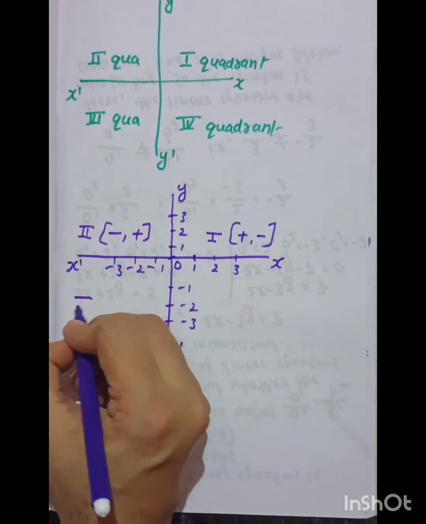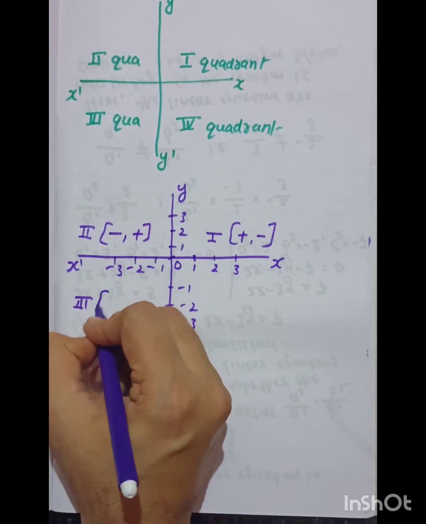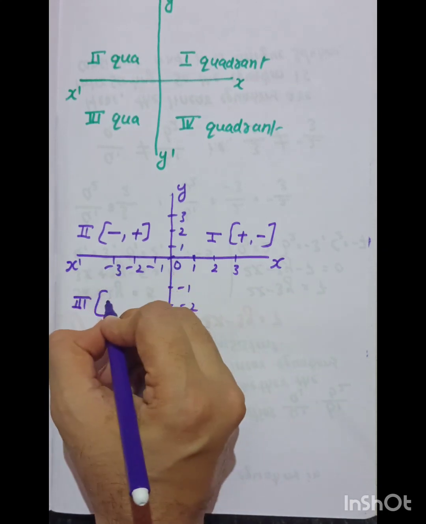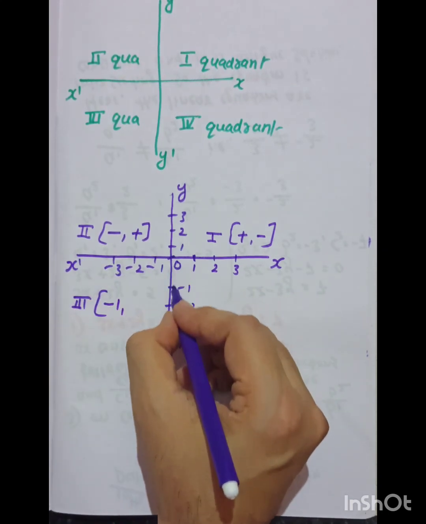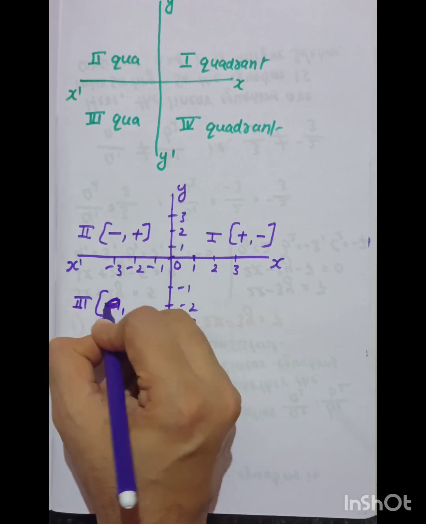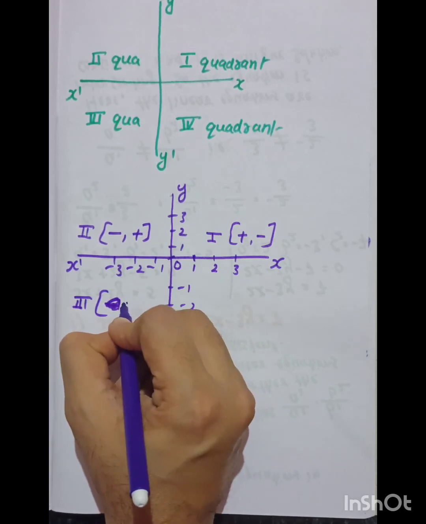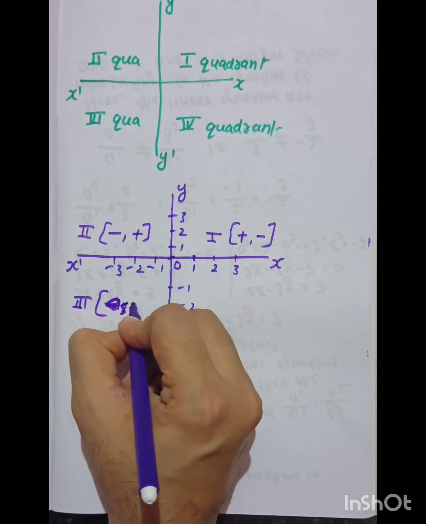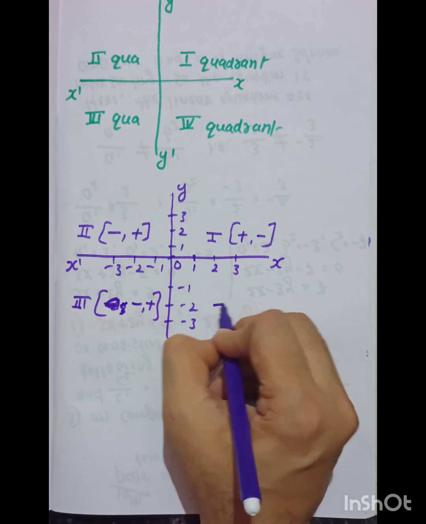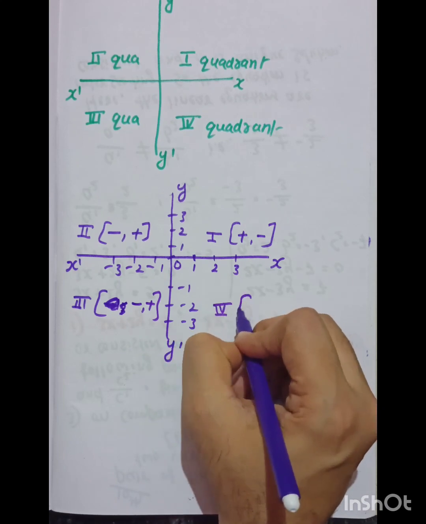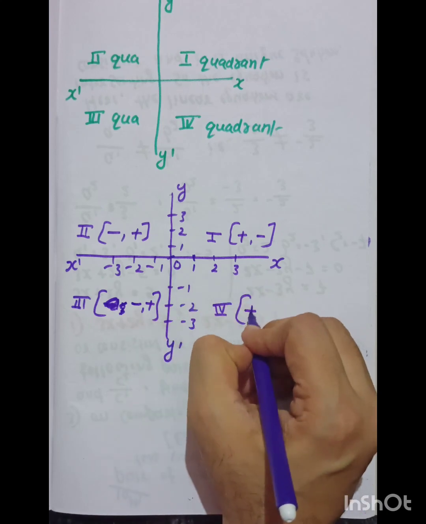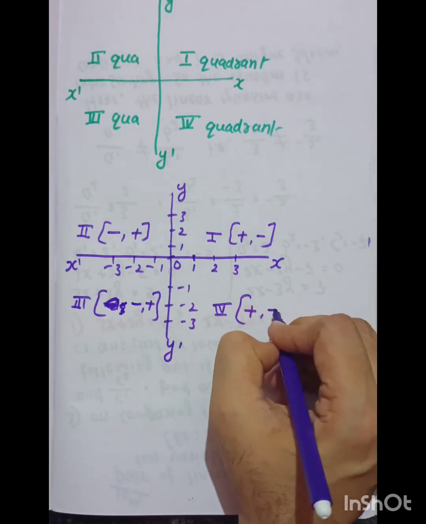Similarly, let's move to the third quadrant. Here we have to take first x then y. What is the x axis? Minus. Comma, what is the y axis? It is also minus. It means minus, comma, minus. Then finally the fourth quadrant: you have to take first the x axis. What is the x axis? Here plus, and the y axis is minus.